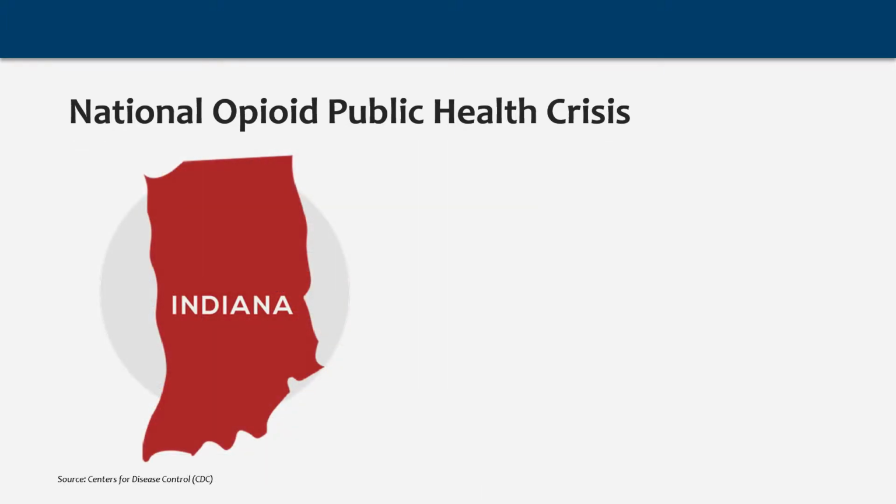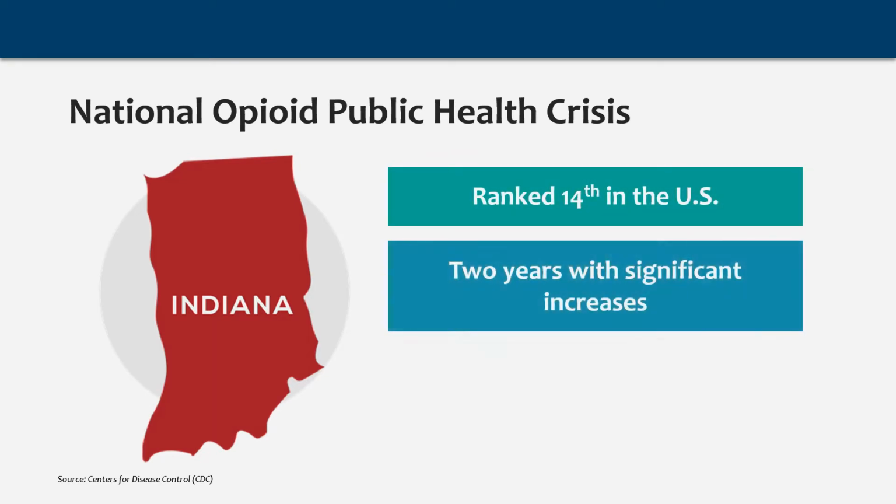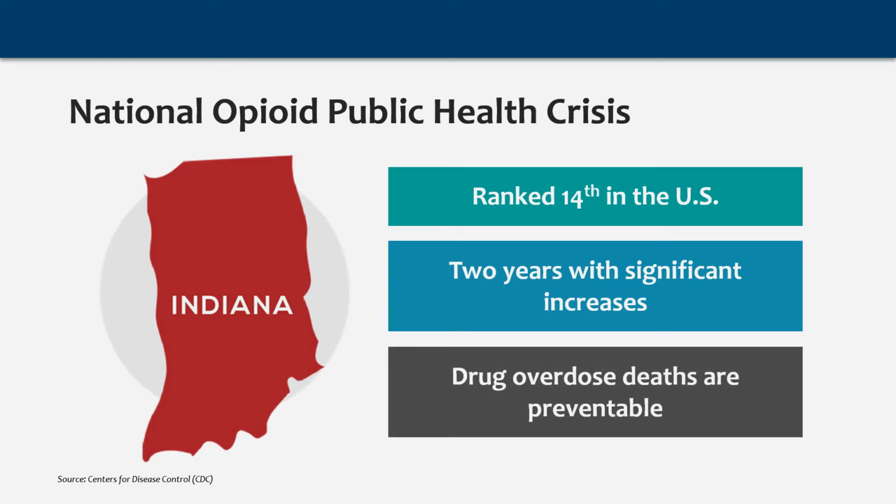Indiana is ranked 14th in the nation for overdose deaths, and for the second year has been on the list of states with significant increases. Drug overdose deaths are preventable. They fall into a category of accidental or preventable deaths. Steps can be taken to reduce the rate of deadly overdoses through raising awareness and education, and with the use of naloxone, or brand name Narcan, the opioid overdose reversal drug.